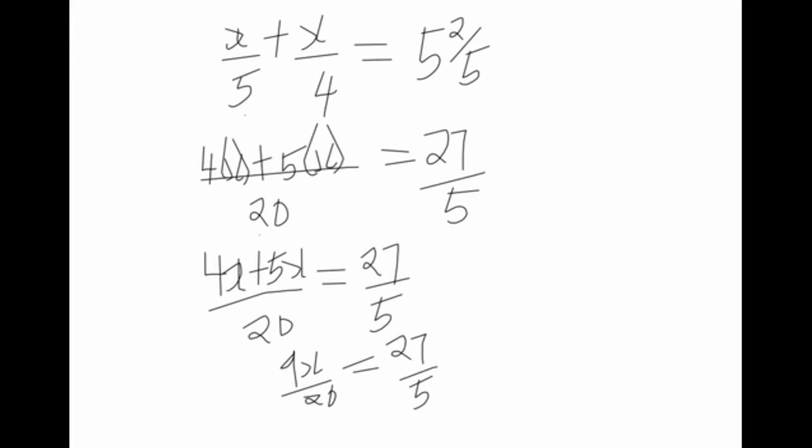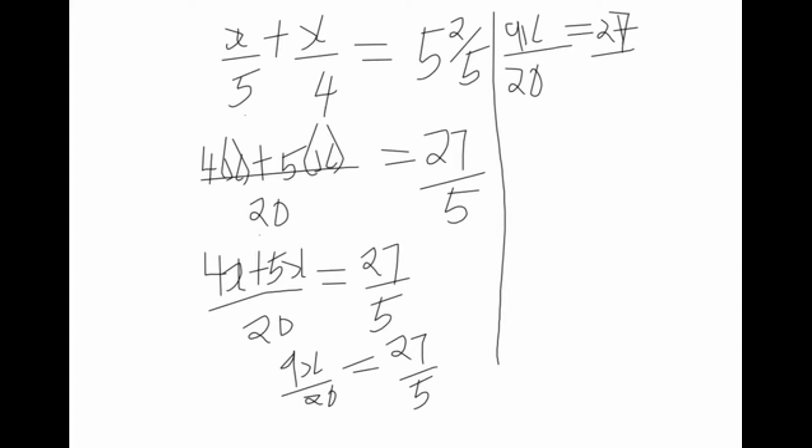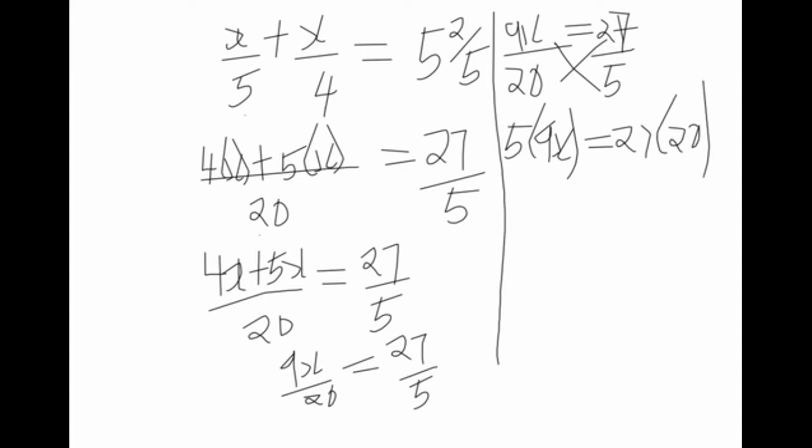So we cross multiply. So we'll have 9x over 20 equals 27 over 5. We cross multiply, so we have 5 into 9x equals 27 into 20. So we are going to multiply them. So we have 5 times 9 is 45, so we have 45x equals 27 times 20.